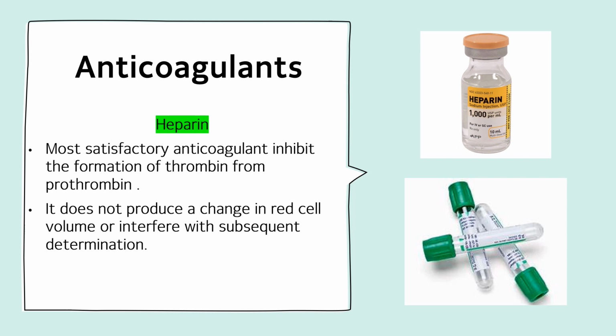Different types of anticoagulants will be used based on the diagnosis we're going to do, based on the parameter we're going to diagnose. So here we have heparin. Heparin is the most satisfactory anticoagulant, which inhibits the formation of thrombin from prothrombin. It does not produce a change in red cell volume or interfere with subsequent determination.